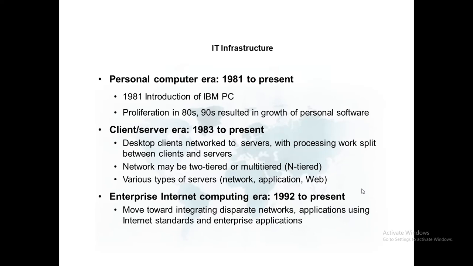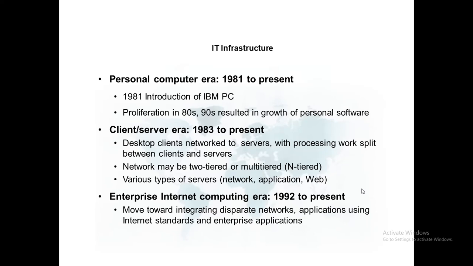The networks may be multi-tiered or two-tiered. If we say two tiers, the network has two major parts, the server part and the client. Then if it has many tiers, or multi-tiered or n-tiered, it has various types of servers like network servers, application servers, web servers, etc.